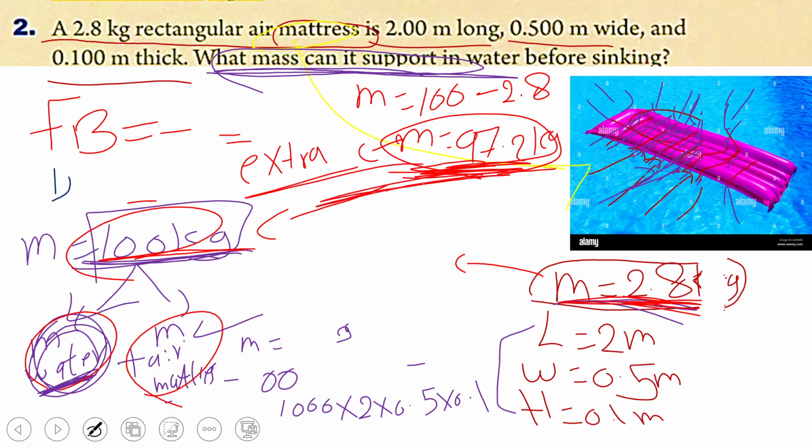That one is only the mass of the extra water, only the mass of the water, and that was only the mass of the air mattress. So that one is the mass of the air mattress only, and this is the mass of the water only. You can add them together to get the total mass. So the last answer is 97.2, because I only want to find the mass of the extra water, which is 97.2.